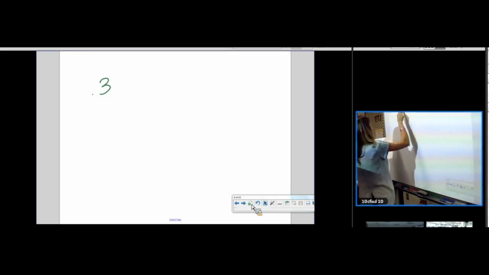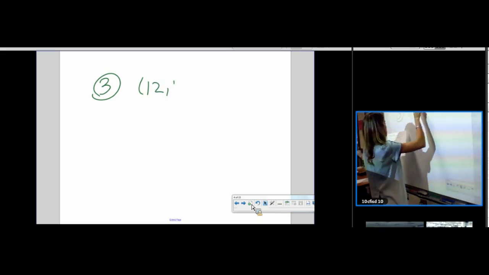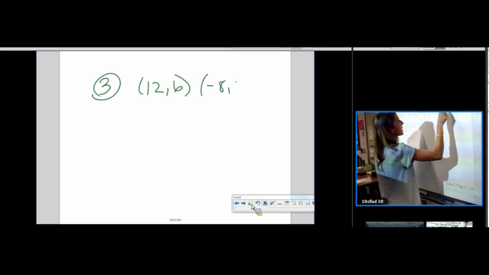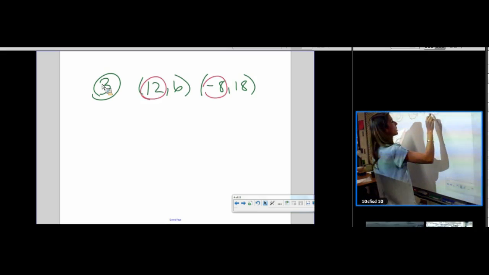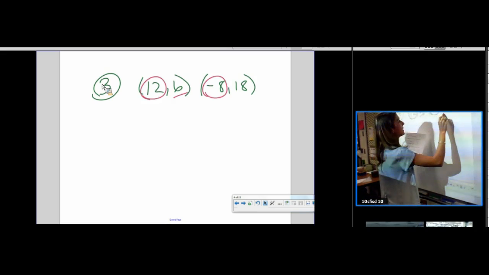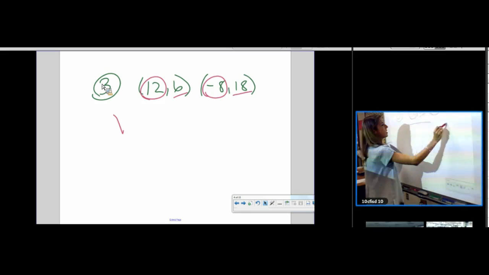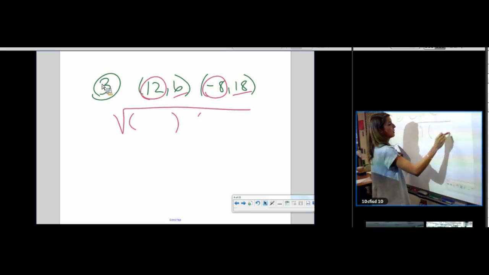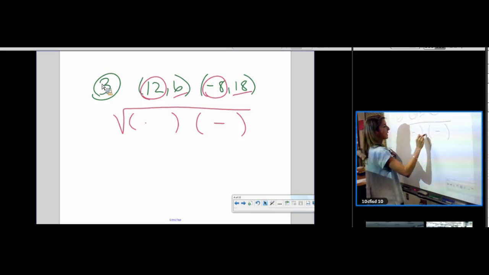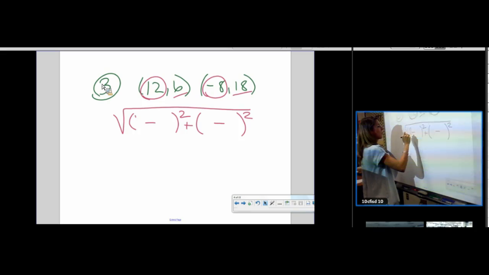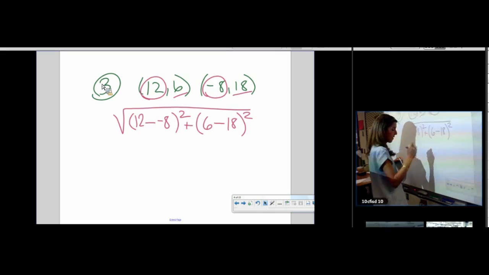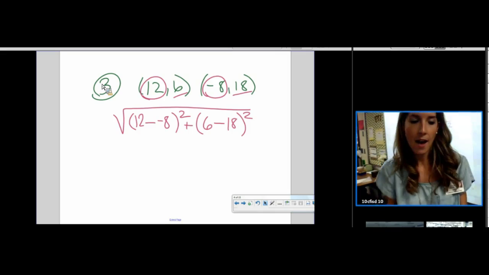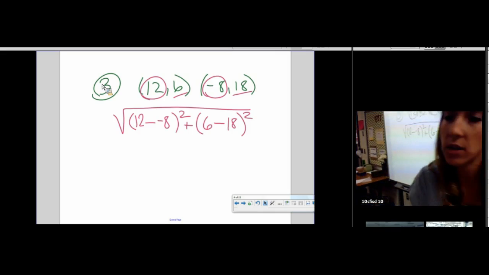Number 3. We've got (12, 6) and (-8, 18). This is really just a review from last unit. It said to find the distance to the nearest tenth. So we're just going to do our good old distance formula. This is subtract, subtract, add, squared, squared, because it's really just Pythagorean theorem. We're going to throw our x's in one parenthesis and our y's in another parenthesis. You don't even have to show work on this. I don't require you to show work.